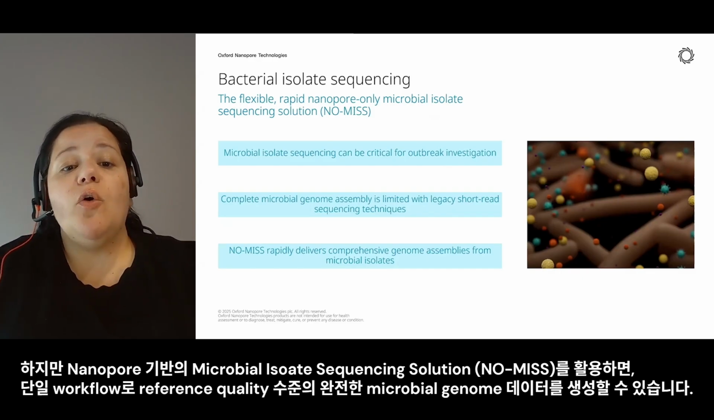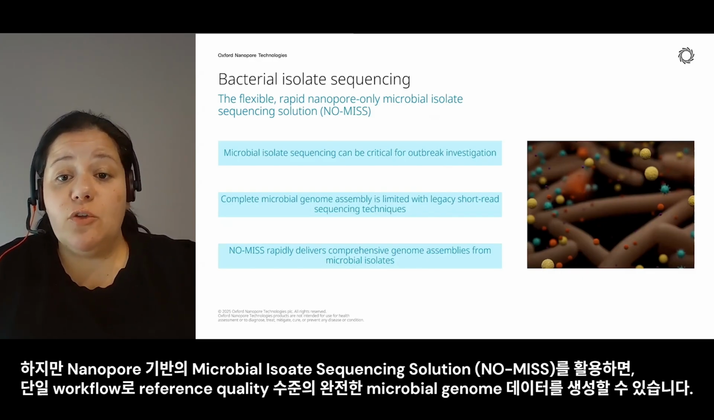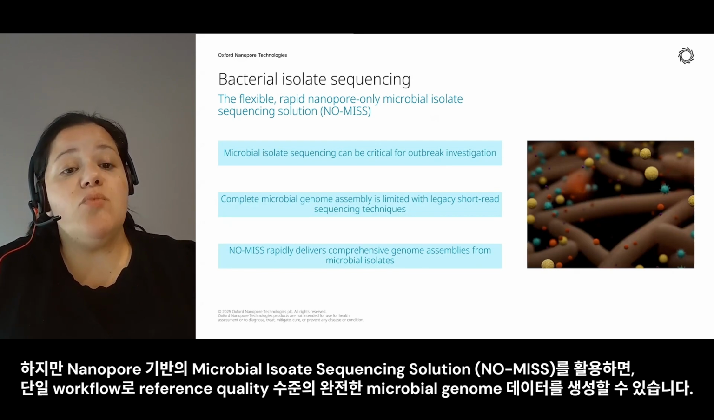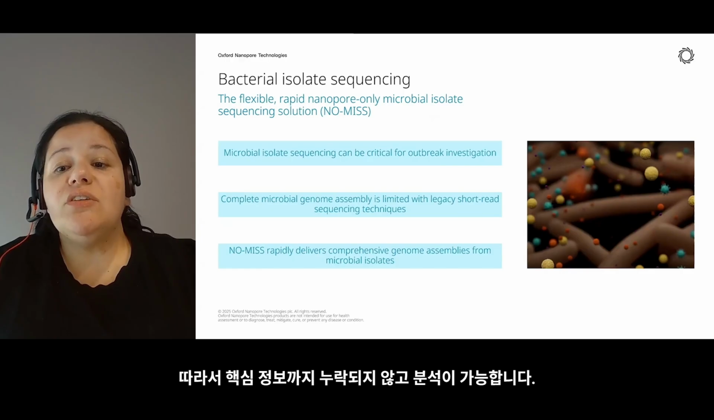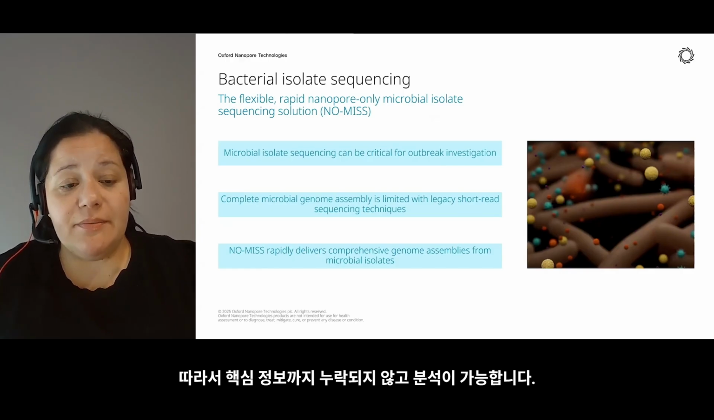With a nanopore-only microbial isolate sequencing solution, or NOMIS for short, it's possible to generate complete reference-quality microbial genome sequences from a single streamlined workflow, making sure that no valuable information is missed.